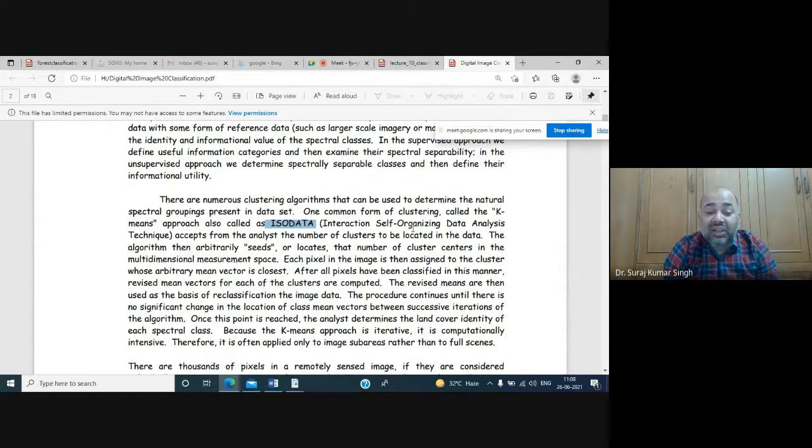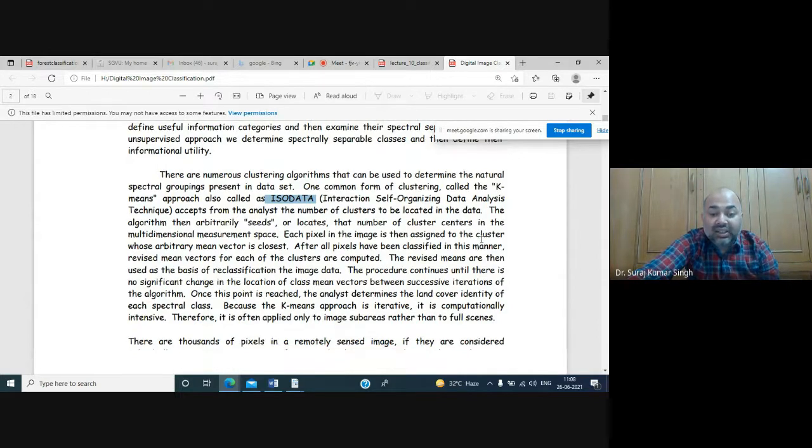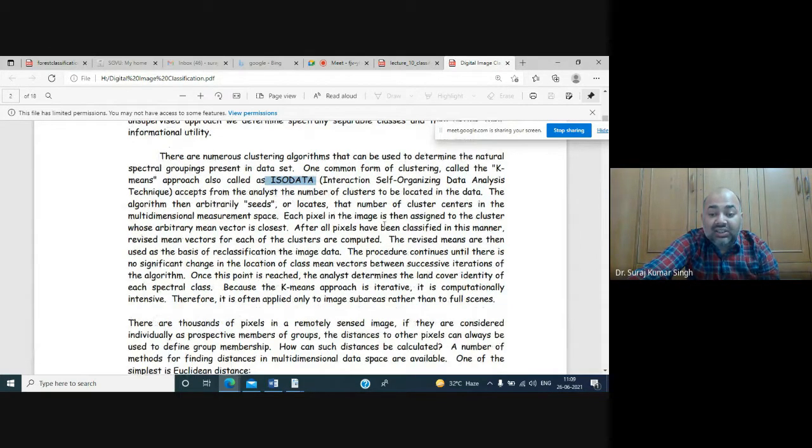So in the same way, in the system also, the pixels are self organized in order to get the same class ranges in the same group, and it accepts from the analyst the number of clusters to be located in the data. Okay, getting it? So each pixel in an image is then assigned to the cluster whose arbitrary mean vector is closest.